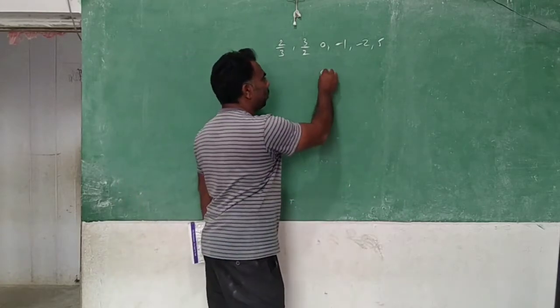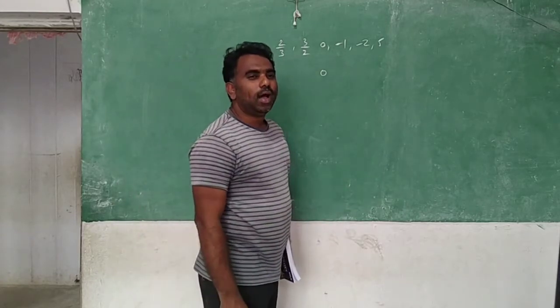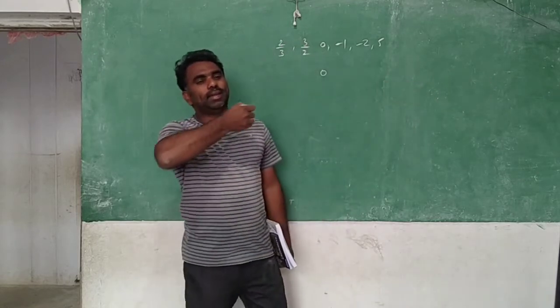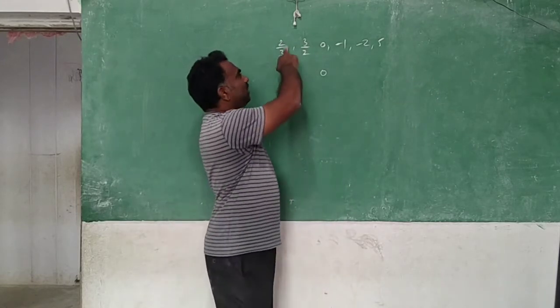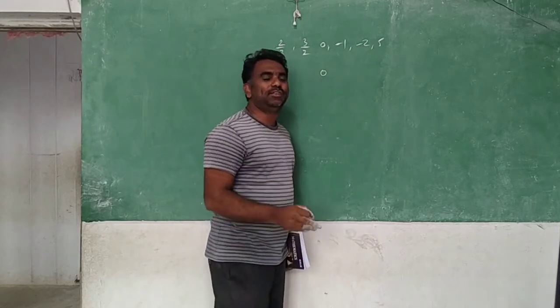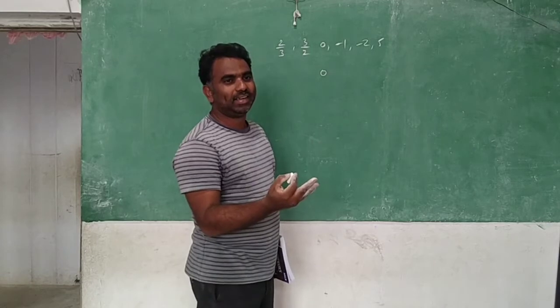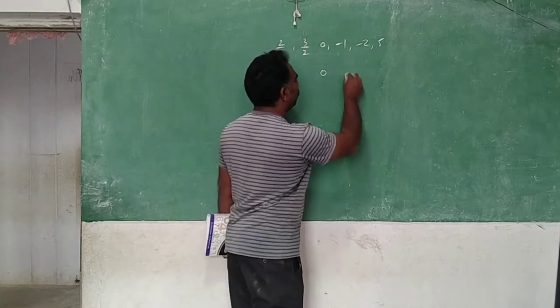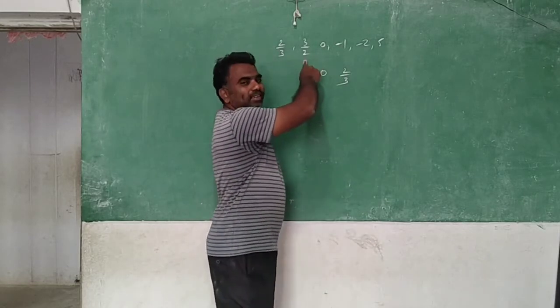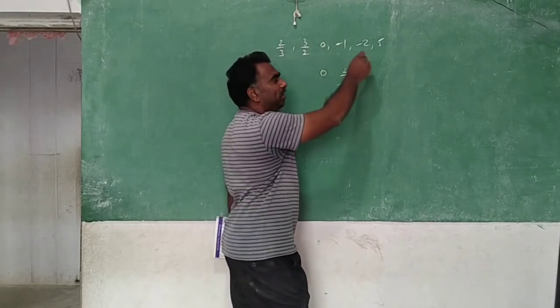First you will take 0. All the positive numbers on this side, negative numbers on this side. You see here 2/3 is a proper fraction. You know the meaning of proper fraction is between 0 and 1. After 0 only it will come. So directly I can write that. This is not a proper fraction, it is improper. So you will convert it.